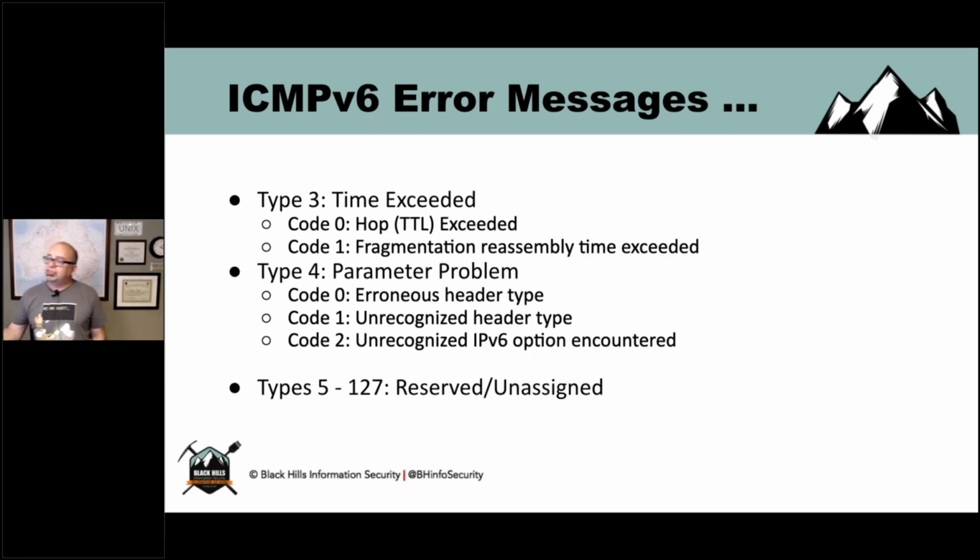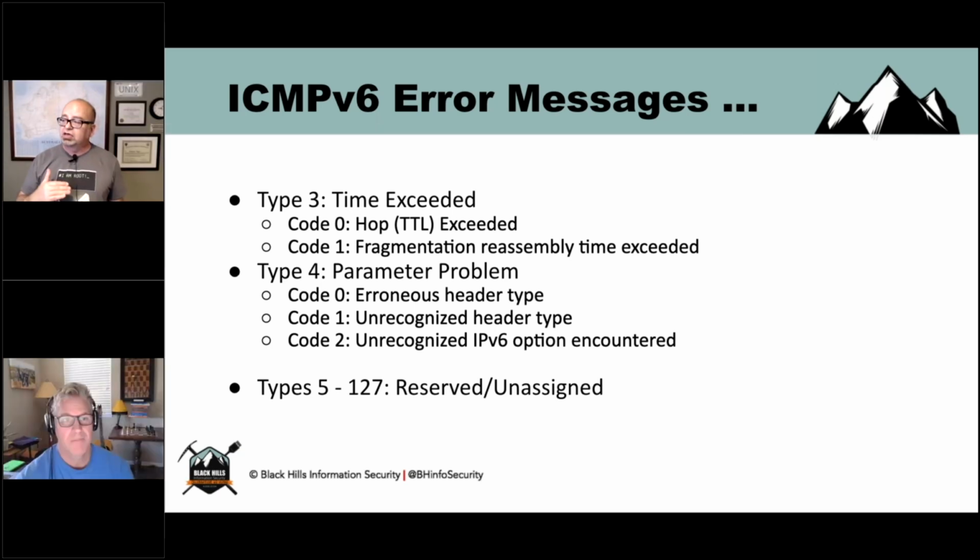Type 3 error message is time exceeded. So this is for fragmentation reassembly, or your TTL has expired. So there's a code 0, code 1. Type 4 is a parameter problem, which also is important to transit in your network for erroneous header type, unrecognized headers, and unrecognized IPv6 option. Types 5 through 127 in ICMPv6 are reserved and unassigned, meaning you can use them for covert data or whatever you want to use them for, or you need to filter them appropriately.